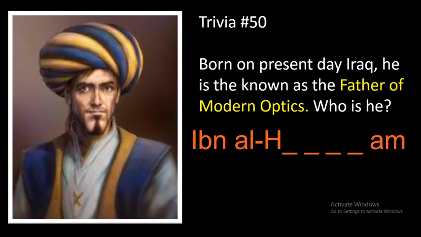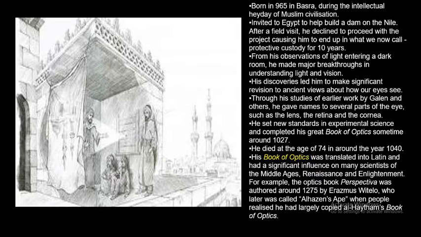So this is Ibn al-Haytham. He was born in 965 in Basra during the intellectual heyday of Muslim civilization. One of his famous works is the Book of Optics, which was translated into Latin and has been the basis of the modern foundation of optics.